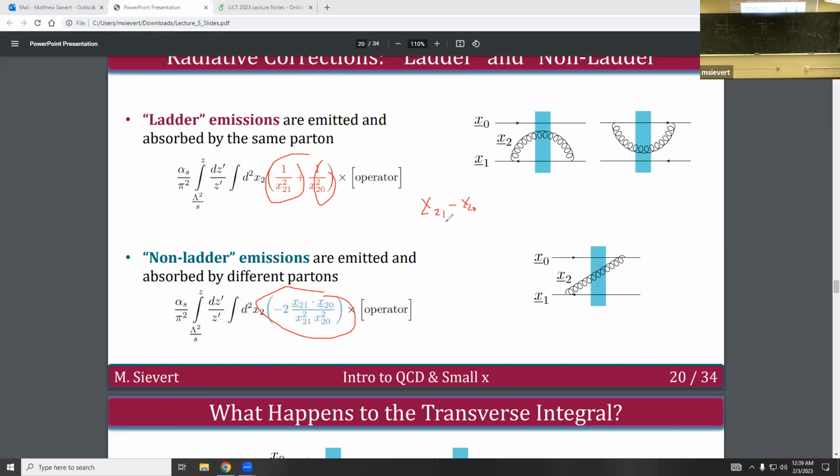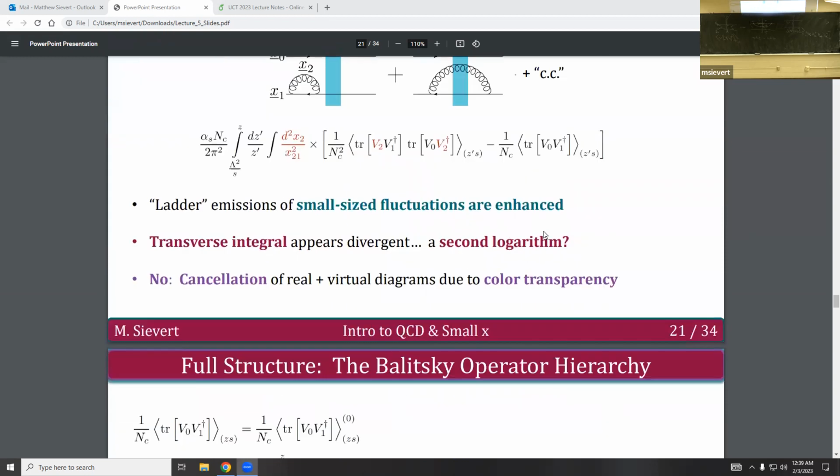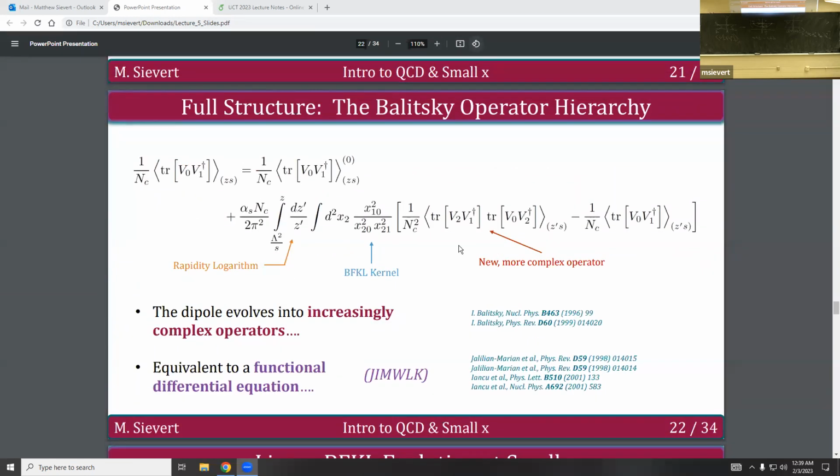x21 minus x20 over squared over x21 squared x20 squared, and that's just x1 minus x0 squared over 2 minus 1 squared, 2 minus 0 squared. So when you see the form of the BFKL equation, this integrand is iconic. That's sort of the thing that defines the structure of the BFKL equation. It's a little bit deceptive. This form is the result of adding up those ladder type plus non-ladder type diagrams, and they have different properties.